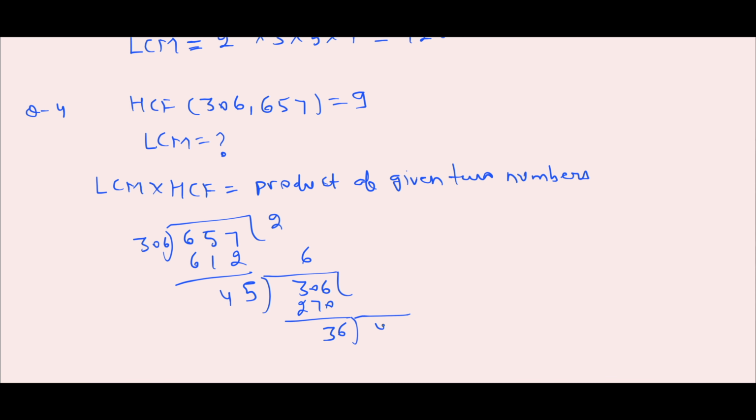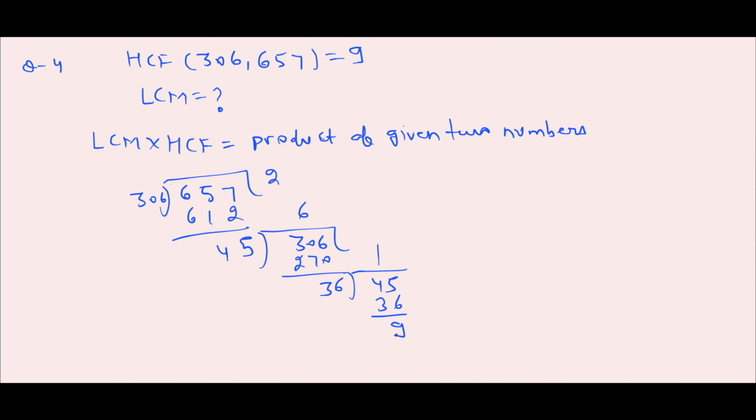Then again we can divide 45 by 36. So 36, 9 is the remainder here. And now we will divide again 36 by 9. It will go 4 times. So 36, now 0. So what is the SCF? As we saw in exercise 1.1, the divisor at the step when the remainder becomes 0 is the SCF. So 9 is the SCF of 306 and 657.